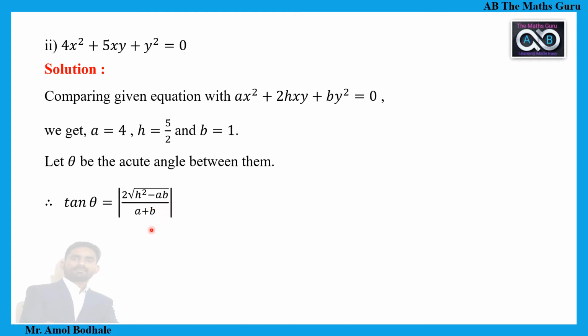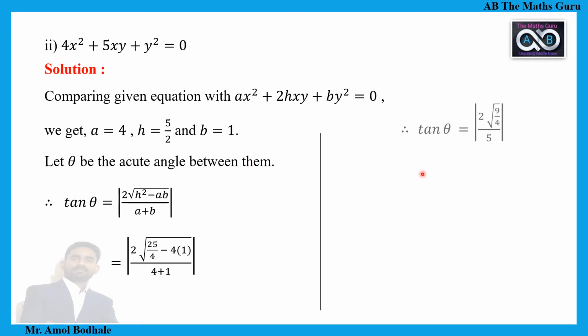Let's put the values of a, b and h here. So 2 square root of h square, the square of 5 by 2, which is 25 by 4, minus a into b, 4 into 1, upon 4 plus 1. So here tan theta equal to 2 into the square root of, if we take the cross product, 25 minus 16 upon 4, which will be 9 by 4. So 2 as it is, and the square root of 9 by 4 is 3 by 2. The 2s cancel, so we get tan theta equal to 3 by 5.